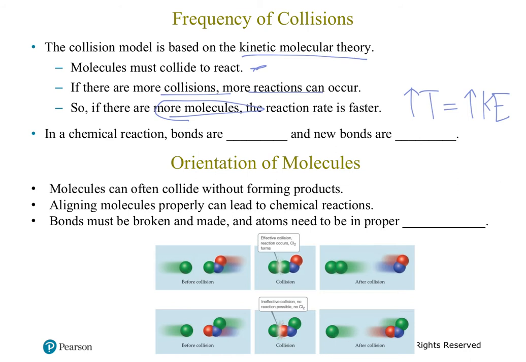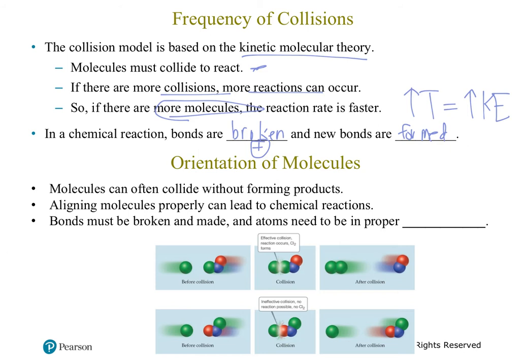And so just remember that in a chemical reaction, bonds are broken, which takes energy, right? That's an endothermic process, and new bonds are formed. So when we have collisions, that has to happen with enough energy to break bonds to get over that bump, which we'll talk about in a future slide.